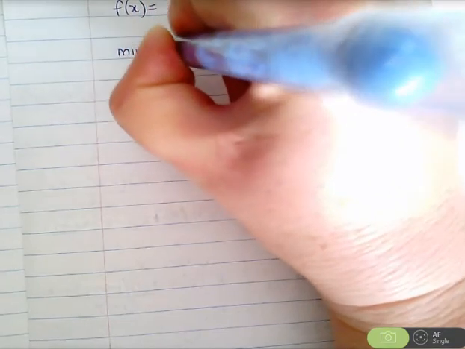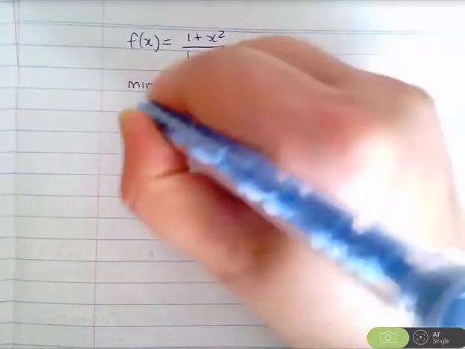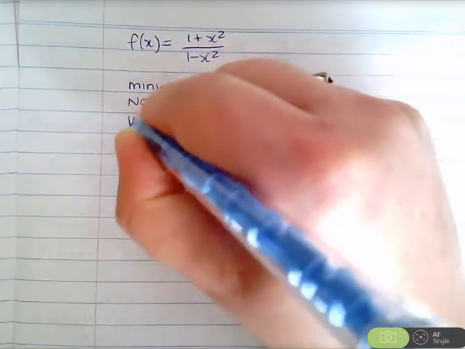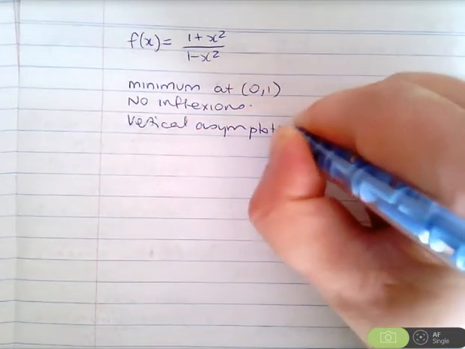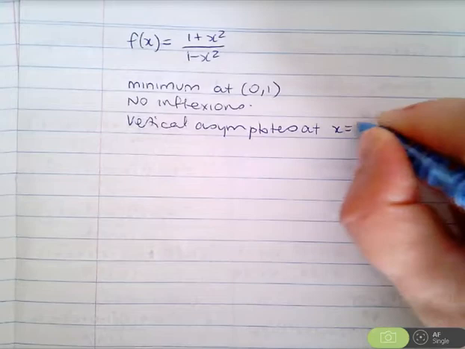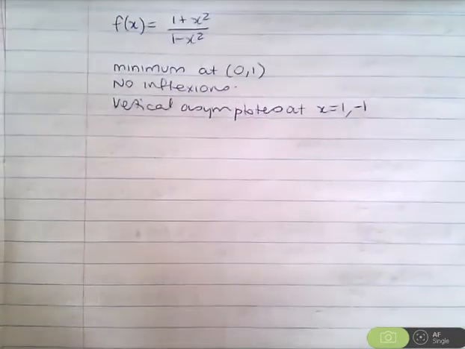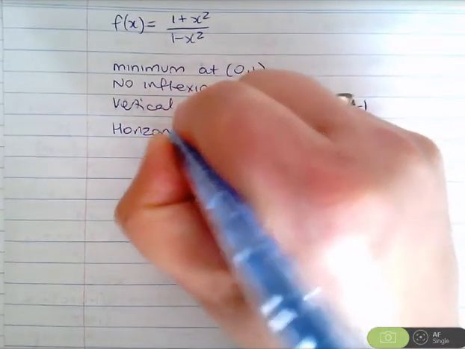We know that we've got a minimum at 0, 1. That's what we know so far. We've got no inflections, and we've got vertical asymptotes at x is 1 and minus 1. Remember, we haven't looked at the behavior of those asymptotes yet. We really need to look for horizontal asymptotes as well. So let's look at those.